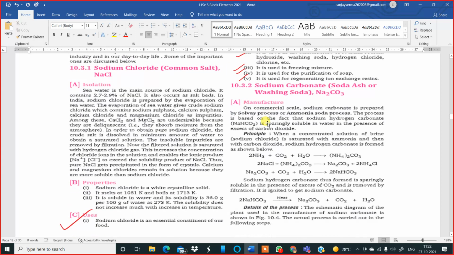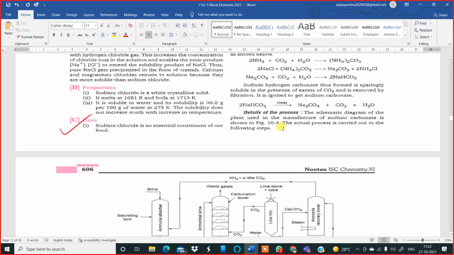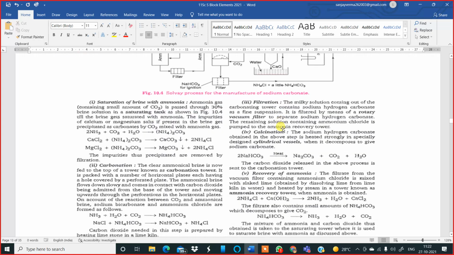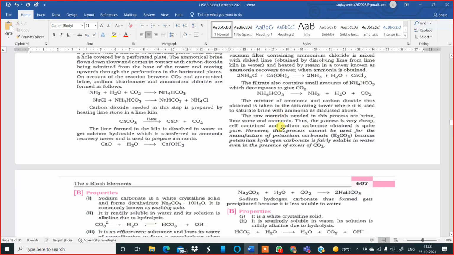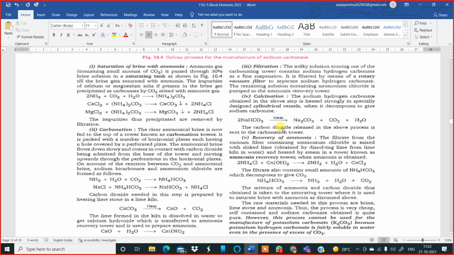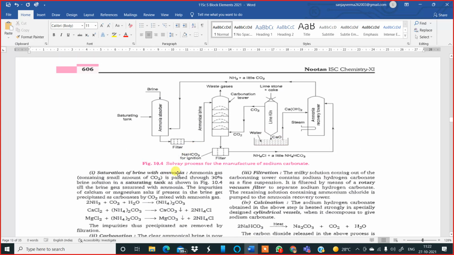Have a look over here, sodium carbonate, article 10.3.2, which is also called soda ash or washing soda, Na2CO3. Now, the principle and equation of Solvay process. Over here, only the Solvay process is there in the syllabus. If you look at the next page, you will find the Solvay process diagram for the manufacture of sodium carbonate. This diagram is not actually required, but the principle and equation are required.